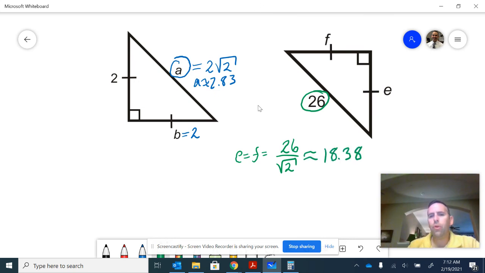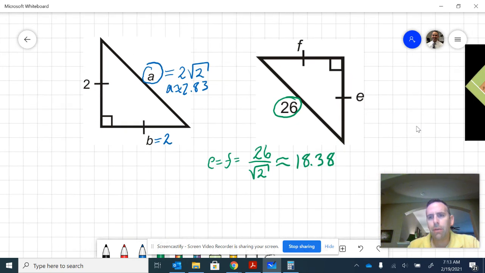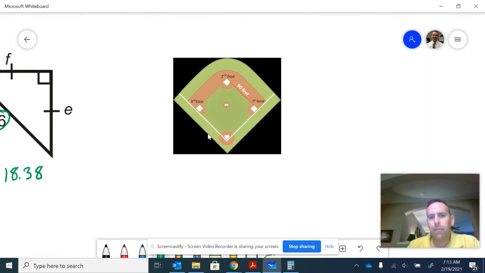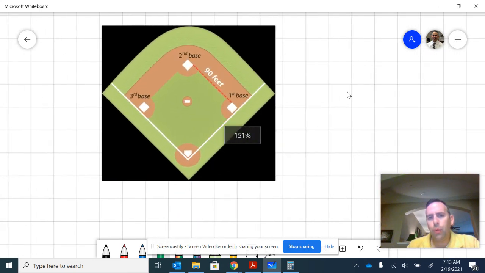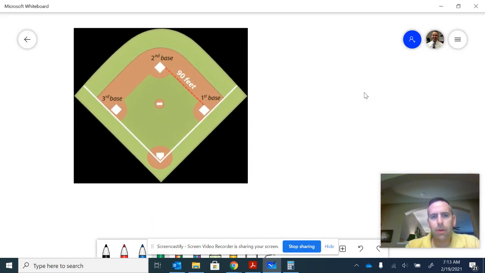So in the real world context, this would most likely be used if you wanted to avoid using the Pythagorean theorem and find a quick way to square things up. It could be used in construction. Here is not a real life example, but if you think about a baseball diamond in the standard professional league, the distance between any two bases is 90 feet. So here, labeled, we have from first to second base is 90 feet. We could also conclude that it would be 90 feet from home plate to first base.